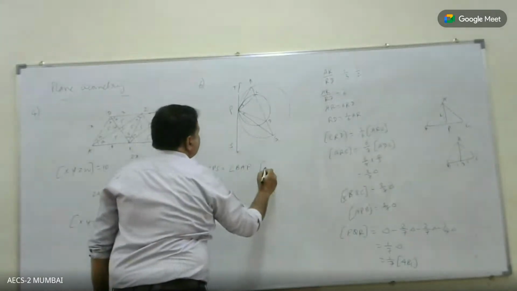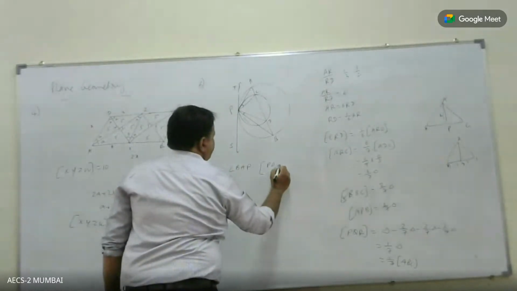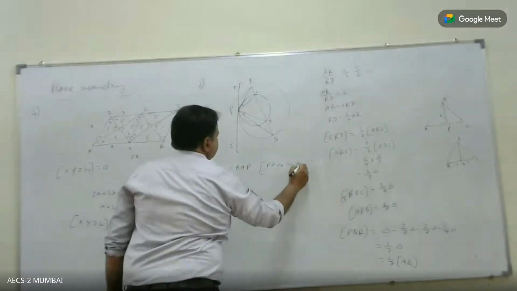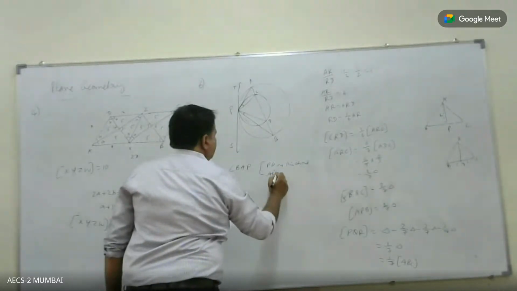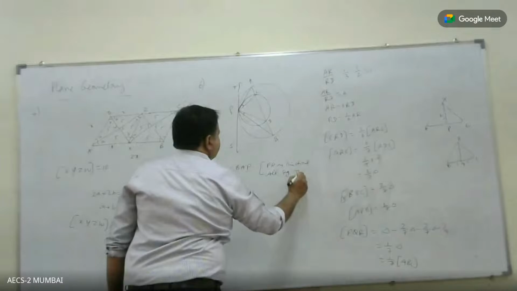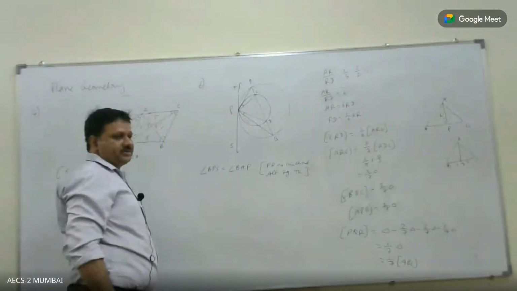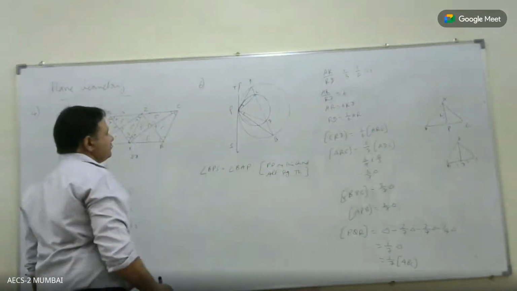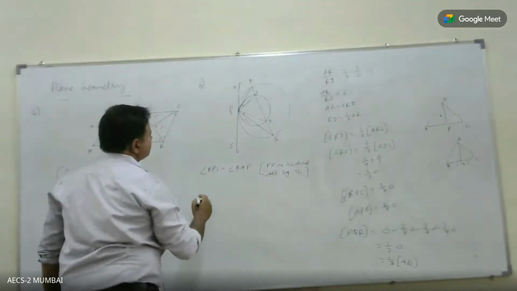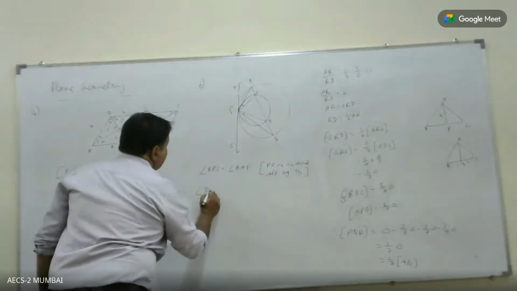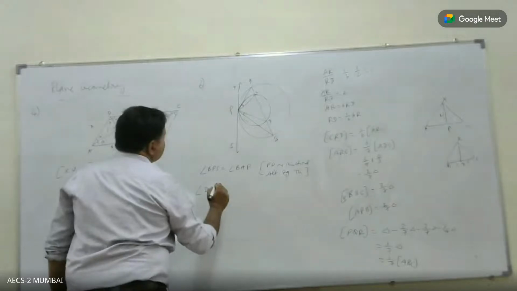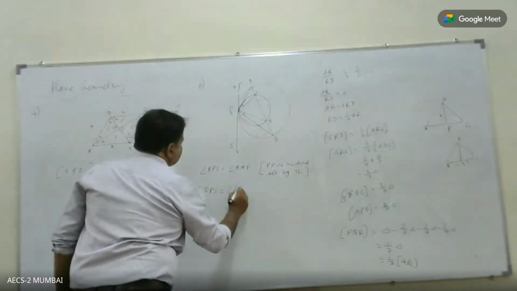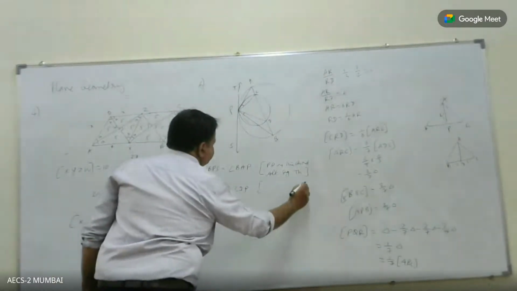So we take PB as the chord, and the alternate segment theorem. We are using that. Similarly, angle DPS equal to angle CDP. Why?